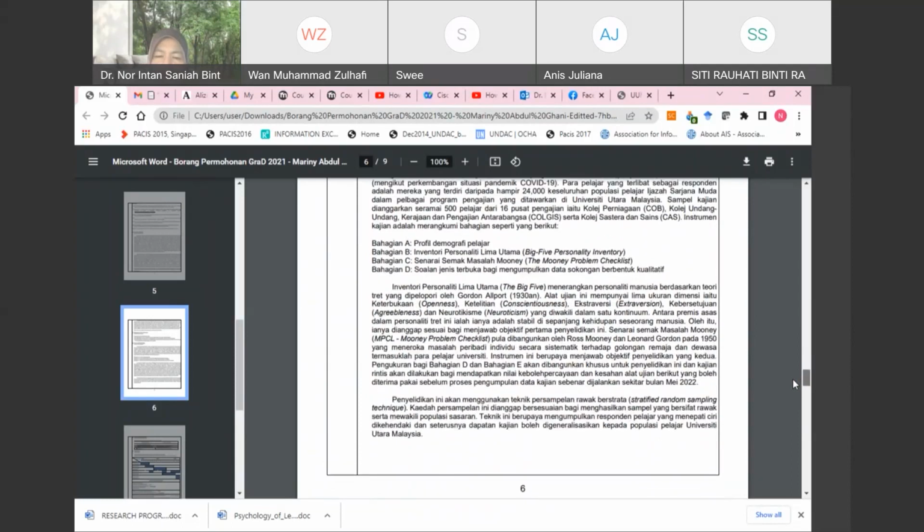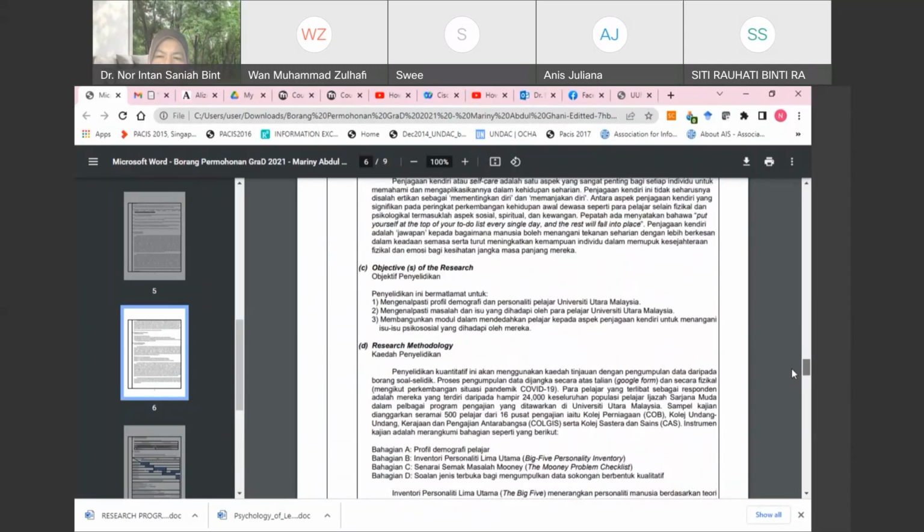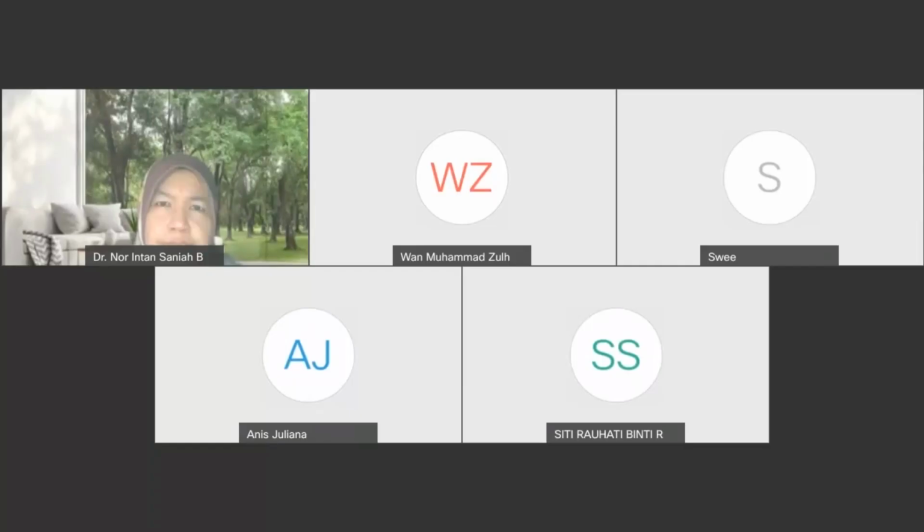Sometimes they don't know, okay. So aspek penjagaan kendiri, self care, okay. Jadi ini contoh. Kalau mengenal pasti ni sebenarnya boleh kepada what lah, tapi for this one we are using survey lah. Before this I have been doing research on.